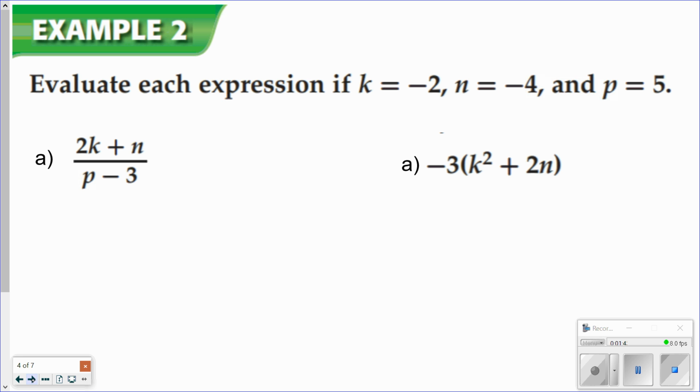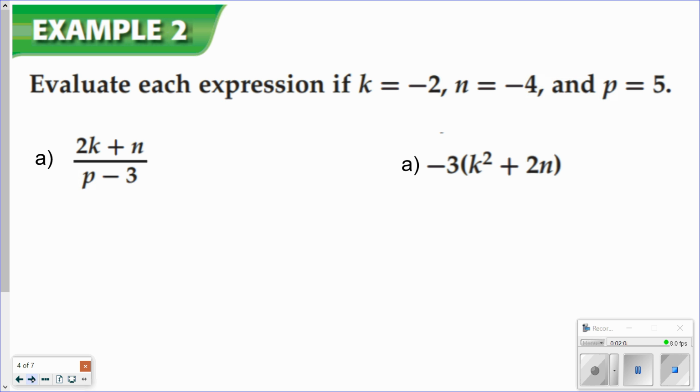Now, the last problem was pretty easy. These two are a little bit more difficult. So evaluate each expression if k is equal to negative 2, n is equal to negative 4, and p is equal to 5. In example A here, we have a division problem with 2k plus n in the numerator, p minus 3 in the denominator.